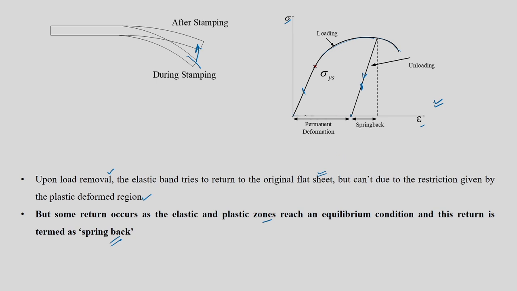From this to this, if you measure, this is the permanent deformation. The remaining part is responsible for spring back. So, schematically, this is how we can explain spring back with respect to the stress strain graph. There is a loading part, there is an unloading part, and the remaining one is what is responsible for spring back.